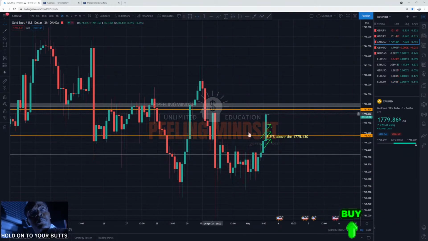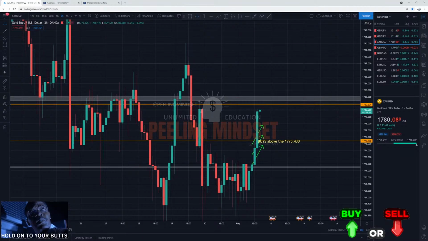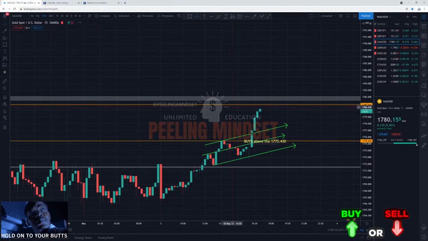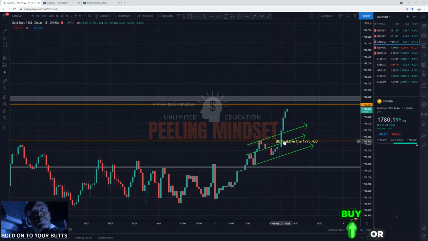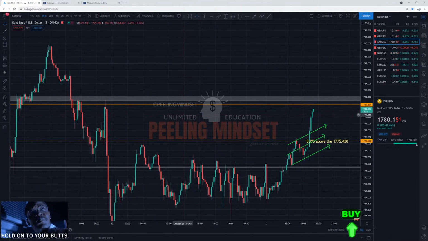So the 2-hour candle has closed above 1775. So there is no question that it can hit the 1780, 850 vicinity. So that's pretty good. This gray area here is sort of like a resistance area. If the momentum, if the volume is still going to carry on, it's going to push through that level.